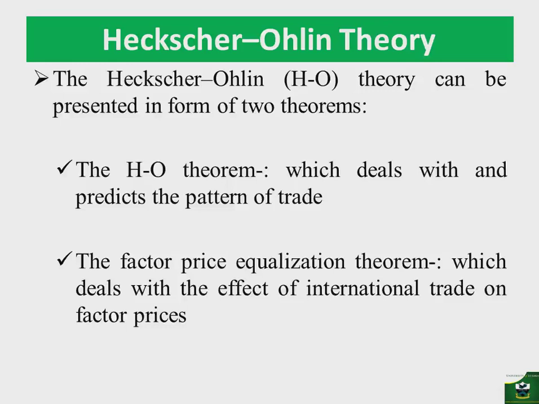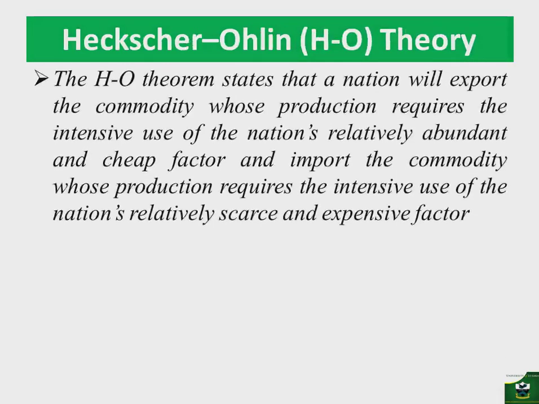Okay, so let's state our HO theorem. The HO theorem states that a nation will export the commodity whose production requires the intensive use of the nation's relatively abundant and cheap factor, and import the commodity whose production requires the intensive use of the nation's relatively scarce and expensive factor. Now, where we are coming from, we have looked at factor intensity in terms of production. So here we want to look at now factor abundance in terms of production.